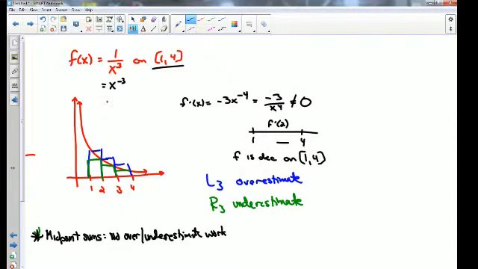And would trapezoids be the same? No, we have to be able to do trapezoids.